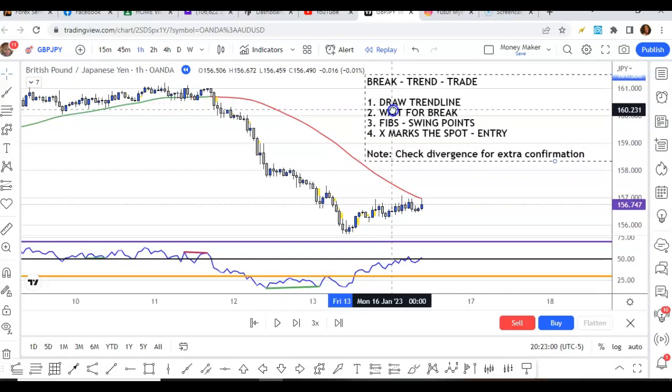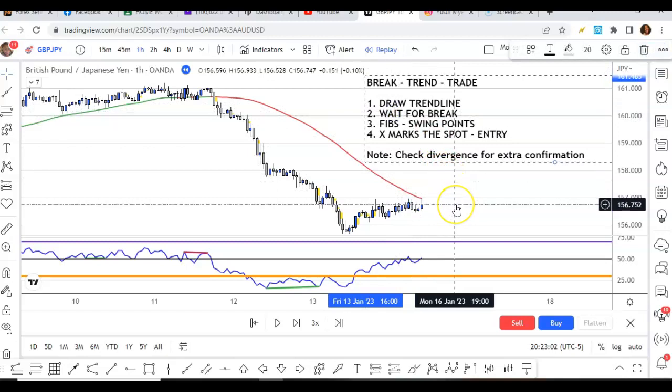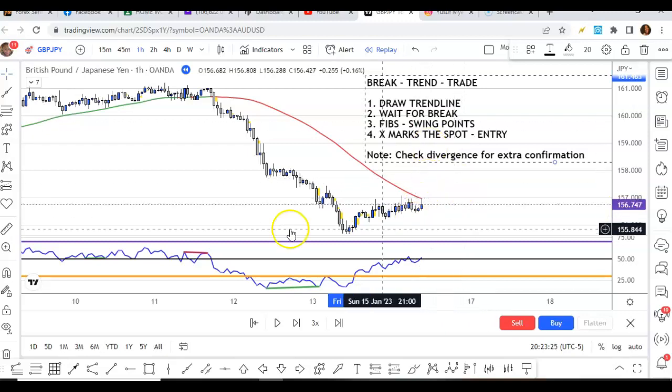I got 3 steps for you. Well, 4. You're going to identify a trend, draw your trend line, wait for the break, and use your fibs to mark your swing points. Wherever the intersection of the fibs and your trend line is, that is where you mark your zone for entry. You can always use the 50% or the 618 just in case that X intersection doesn't line up with anything. So let me go ahead and show you.